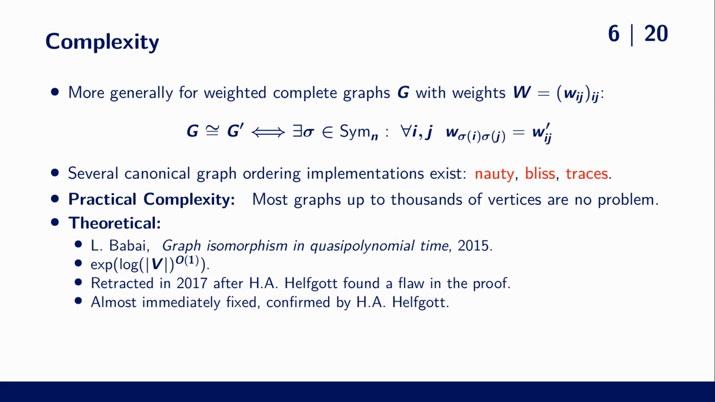However, this was just for the graph isomorphism problem, so finding this permutation. And we want to have a canonical ordering in quasi-polynomial time. And luckily, Babai gave that to us in a paper he published in 2019.